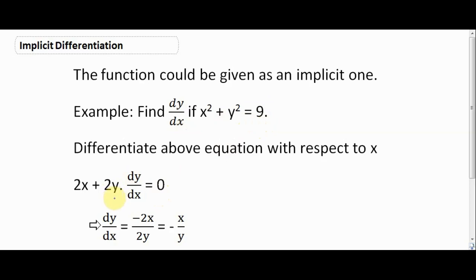Now by modifying this expression, we can obtain the expression of dy by dx, and we will get dy by dx as minus x by y. So this is how we do implicit differentiation. Let's see one problem.